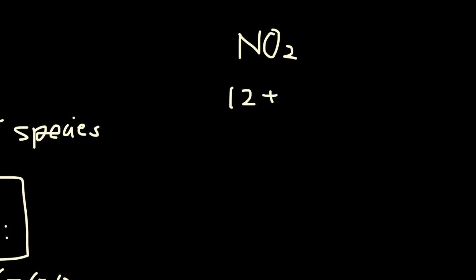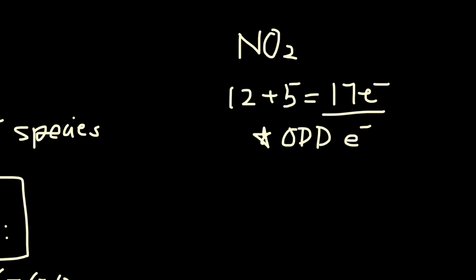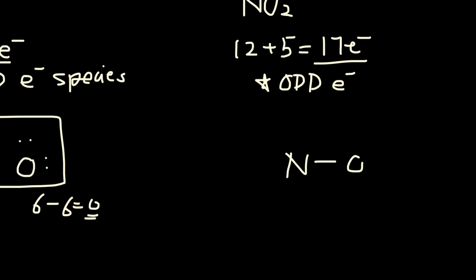12 valence electrons from oxygen, 5 from nitrogen, and we can see again that this is an odd electron species. So we got 4 electrons here, 4, 5, 6, 7, 8, 9, 10, 11, 12, 13, 14, 15, 16, 17. It's an odd electron species. Now the octet rule, well, we still need something here for nitrogen, so we're going to make a double bond by pulling away a lone pair of the oxygen.